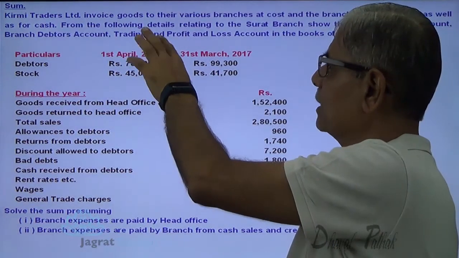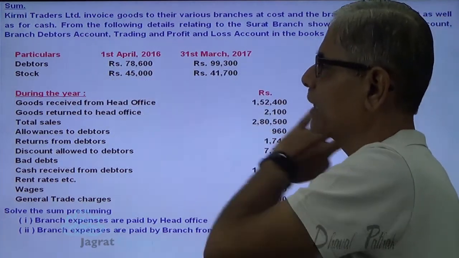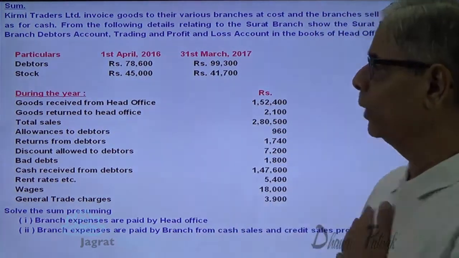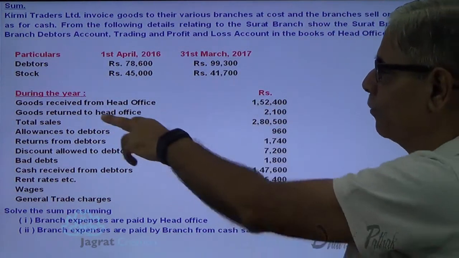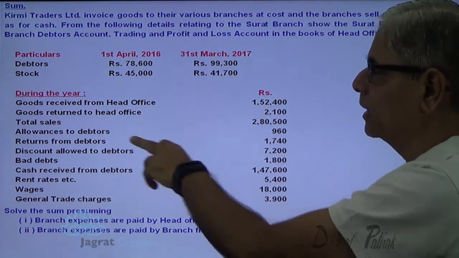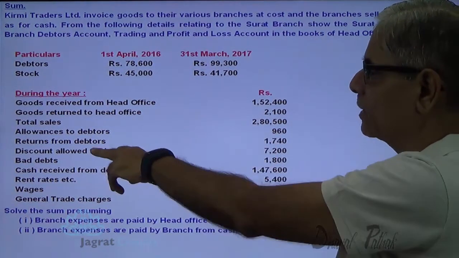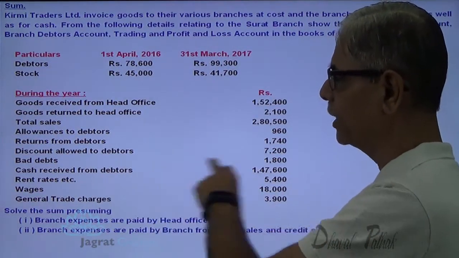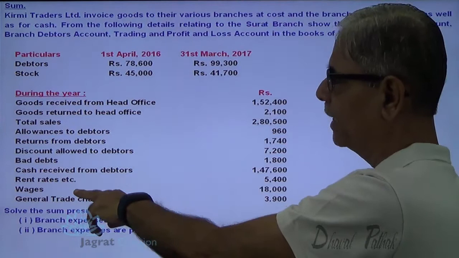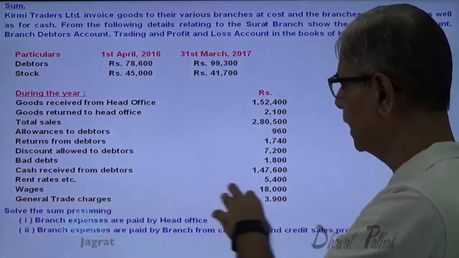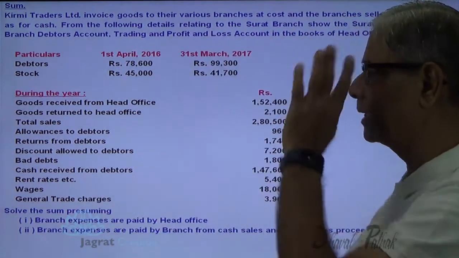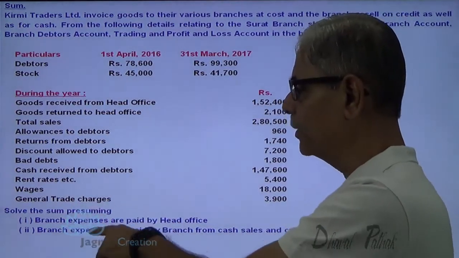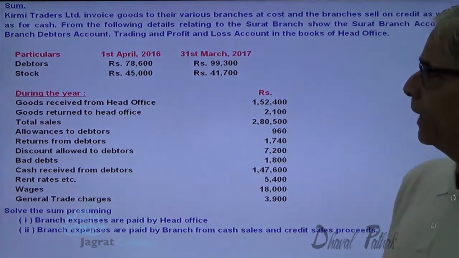1st of April 2016 opening balance, closing balance, debtors and stock is given to you. During the year, goods received from HO, goods returned to HO, total sales, allowances to debtors, return from debtors, that is sales return, discount allowed to debtors, bad debt, cash received from debtors, rent, rates, wages, general trade charges. These are the expenses incurred at the branch. Solve the sum presuming that the branch expenses are paid by HO.